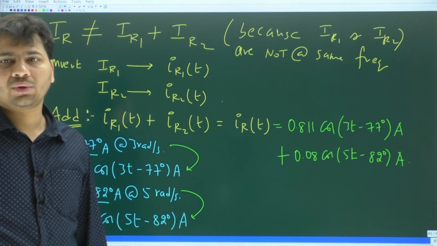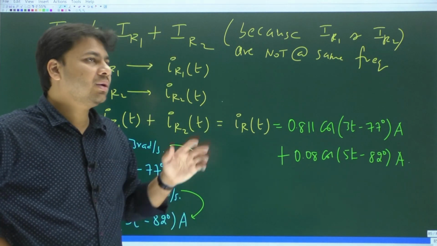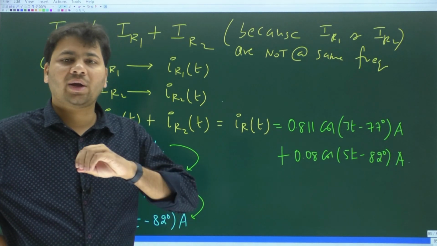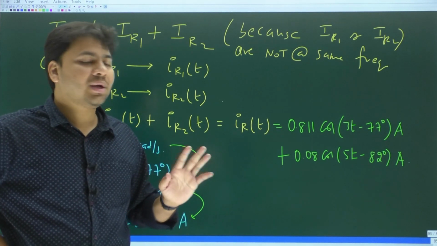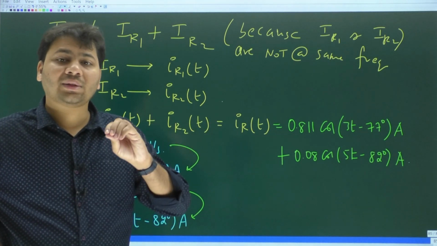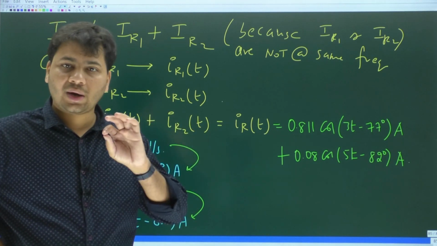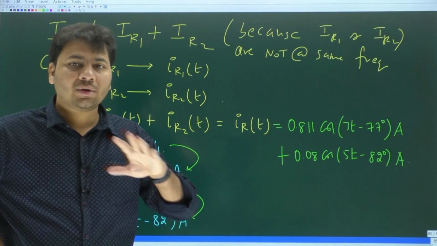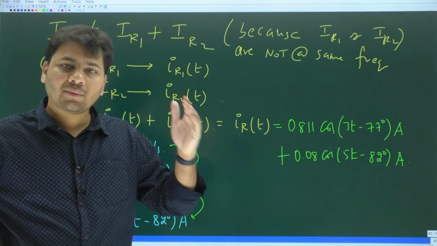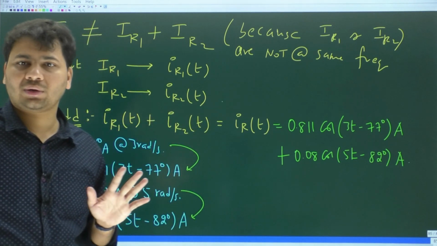This is what? Superposition. So the important takeaway from this point is what? The circuit can be driven by multiple sources operating at different frequencies. In that case, we should go for superposition, but do not add the results in phasor domain, add the results only in time domain. When the sources are not at the same frequency, add the results only in time domain. Convert each phasor into what? Time domain, then add all the results in time domain. I hope this is clear.